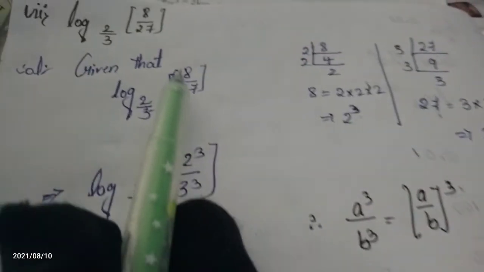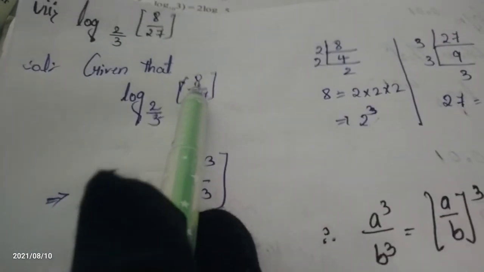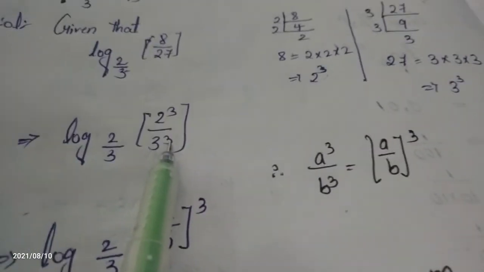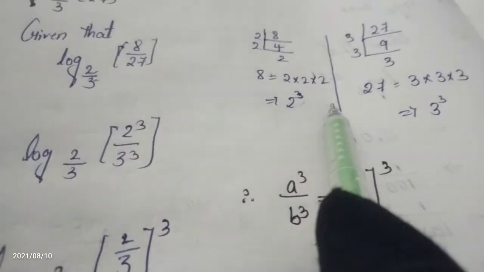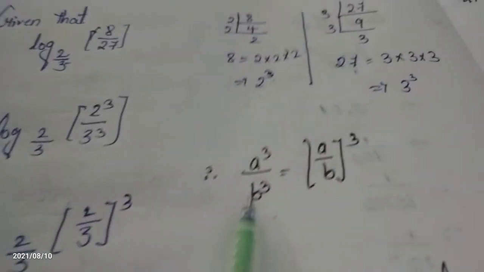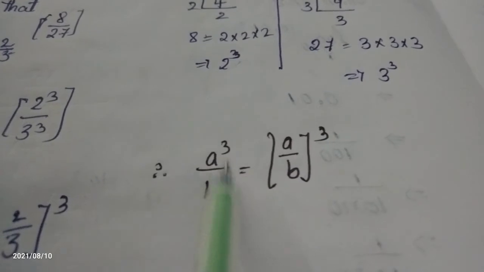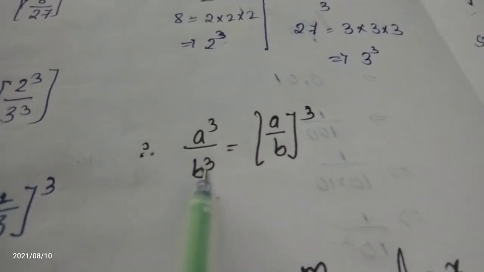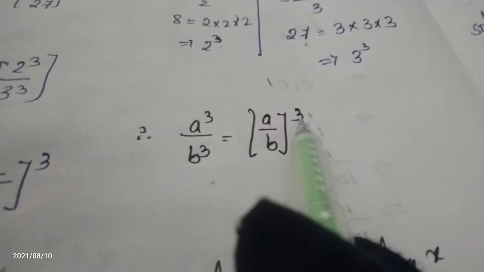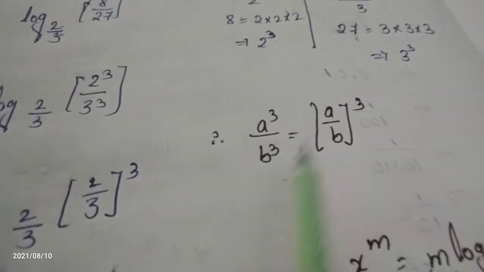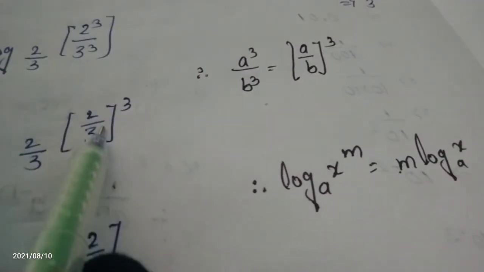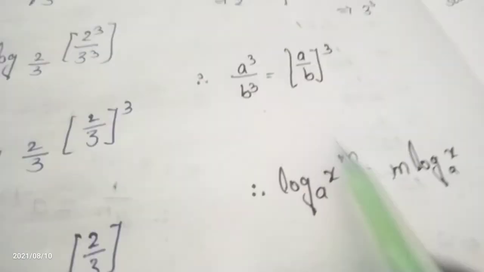Is that clear? In place of 8 we are writing 2 cube, and in place of 27 we are writing 3 cube. Up to that, clear? Often we simplify after doing the LCM. Here in this step we are using the exponent formula: a cube divided by b cube can be written as a by b whole cube. Whatever power is there, we write it as the whole power. According to this formula, 2 cube divided by 3 cube we can write as 2 by 3 whole cube.